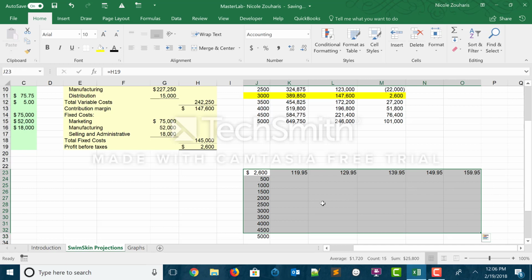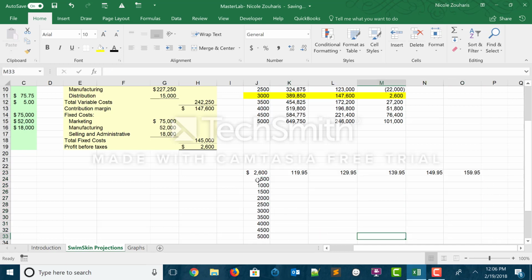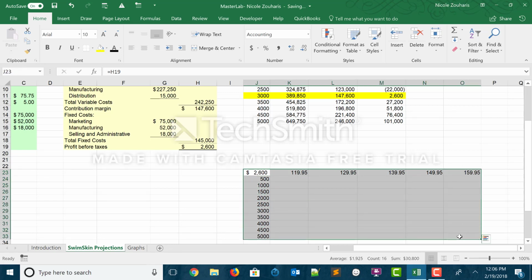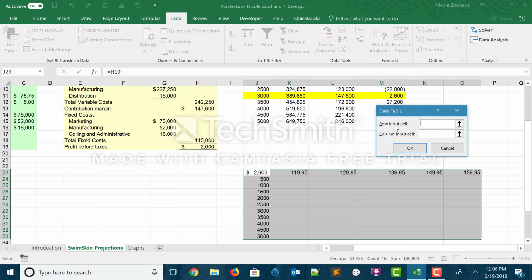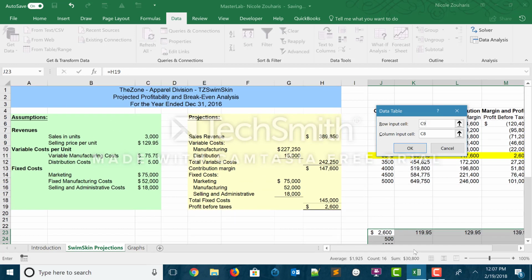Let's highlight it. Go to the data tab. What if analysis? Data table. And we have kept our column input the same for C8. But what we are changing now is our row input, which is going to be C9, which you can see is our selling price per unit.